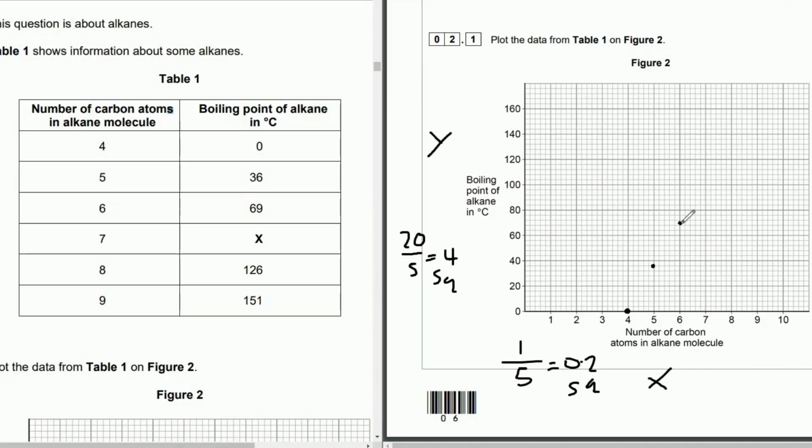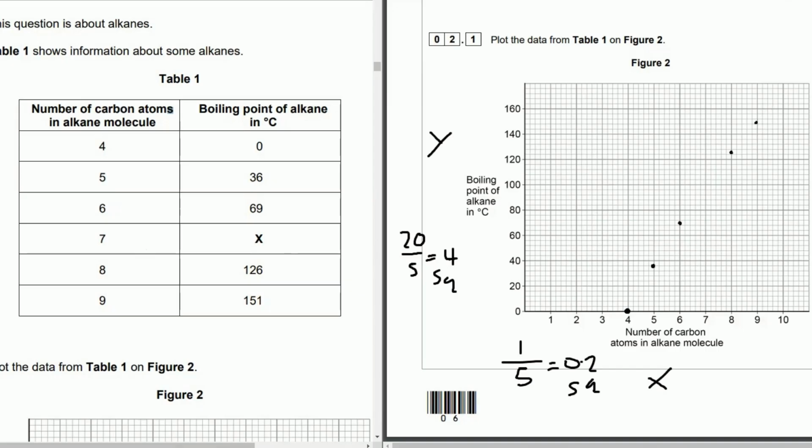Remember, the exam board says you're allowed to be one of these little squares out or half a little square out. So don't worry too much about that. 7, we can't plot that because we don't know it. 8 is 126. So we're going to come to 120, then 124, and then halfway again between two little squares. So there we go. And then 9 is 151. So we go up here to 140, 148, and that would be 152. So again, another half square. And there we go. That is all of our points.